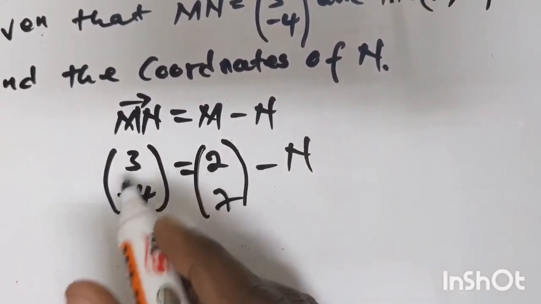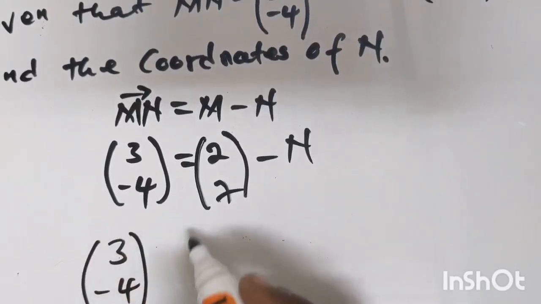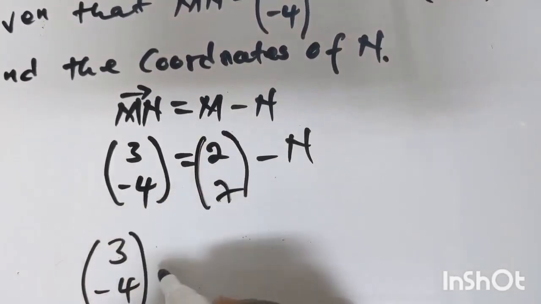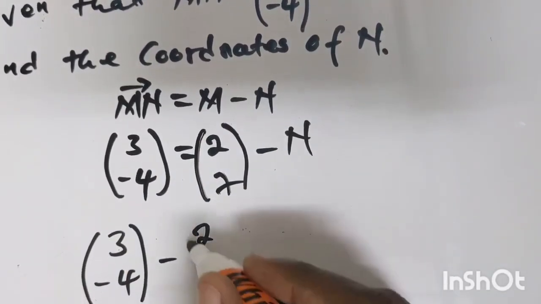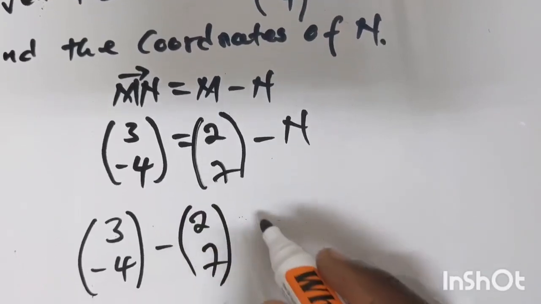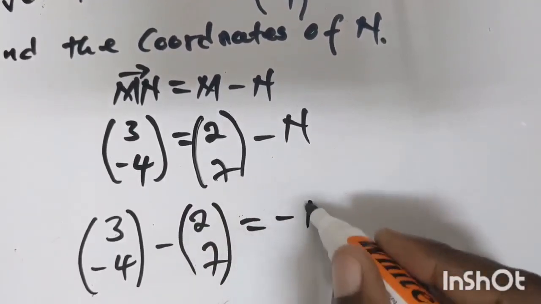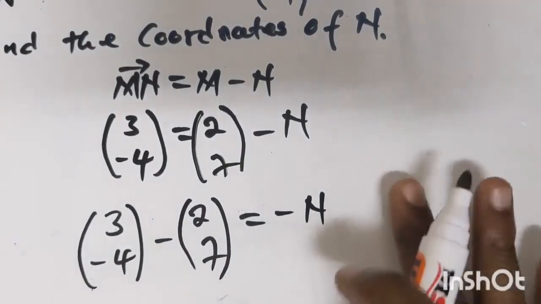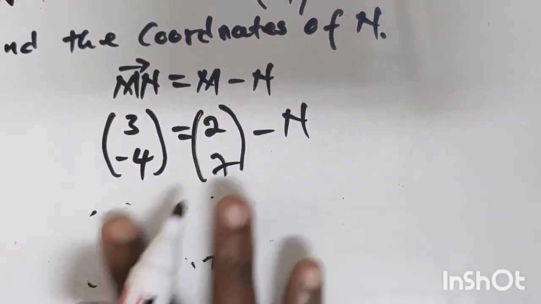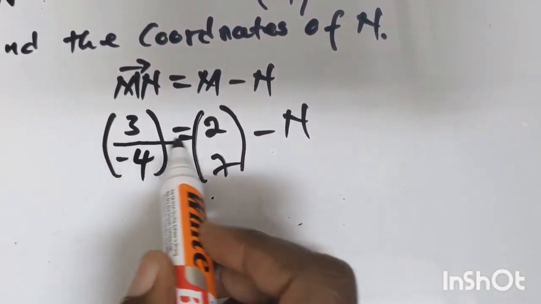So this is going to be (3, -4), like that. When this moves to this side, it will be negative (2, 7), like this, equal to negative N. Or the other way that you can do it, you can just say, you get this, okay?